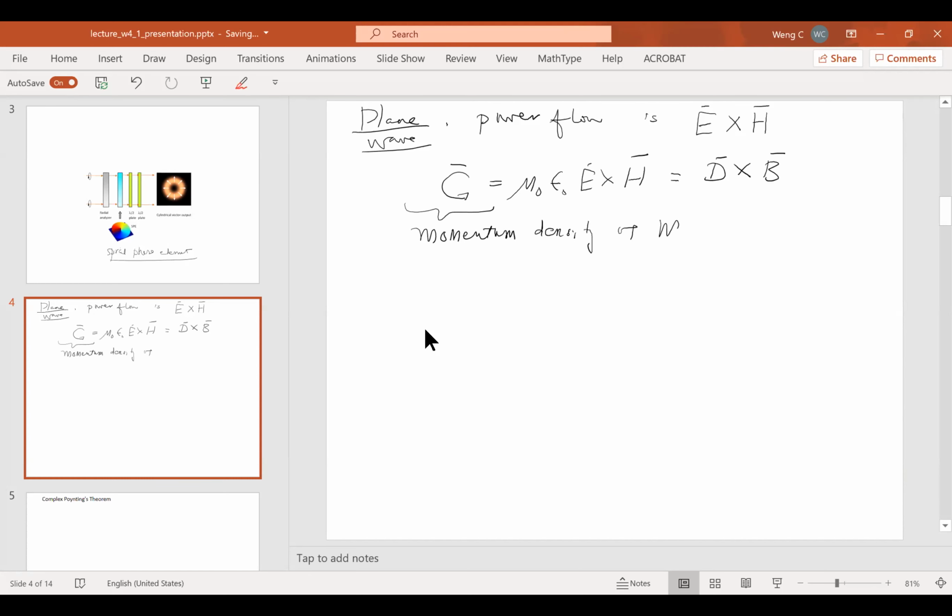Of Maxwell's equations. The derivation is rather complicated, but let me give you a very simple-minded derivation of this momentum density from a particle viewpoint.